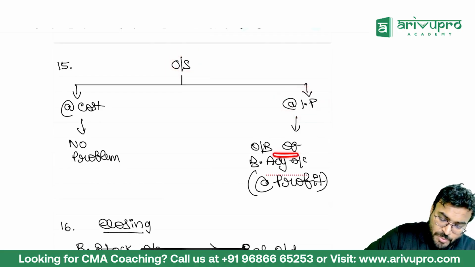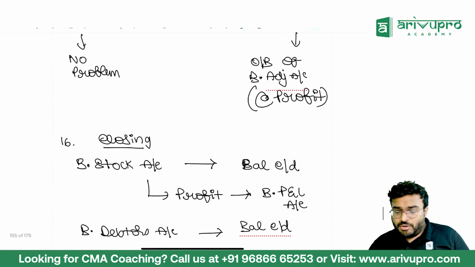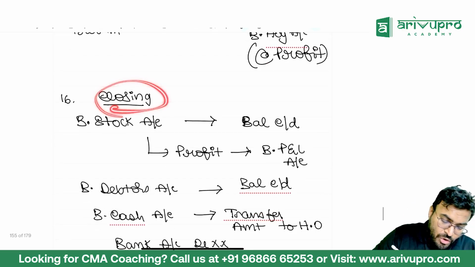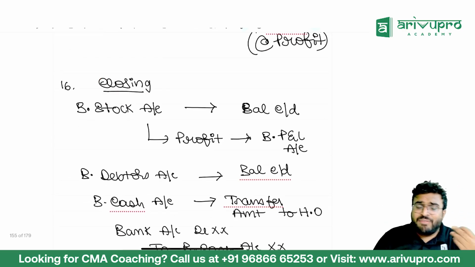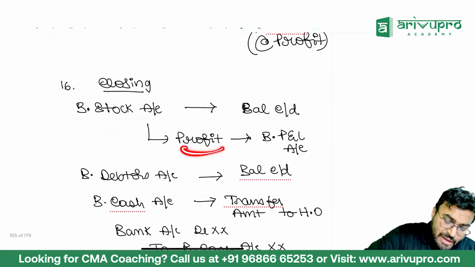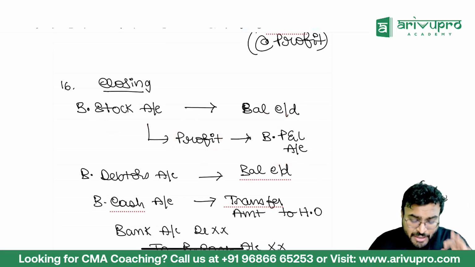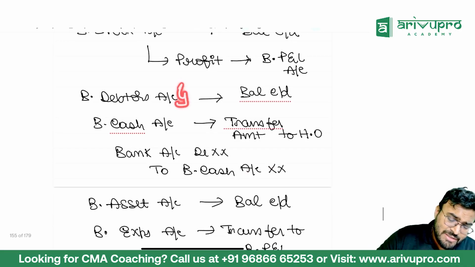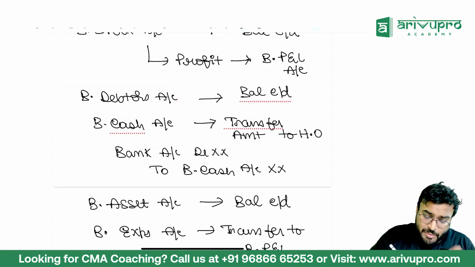Invoice price, opening balance of branch adjustment account. Closing. How will you close each and every ledger? Branch adjustment account, balance carried down will be there. Any profit will be transferred to branch P&L. Branch debtors account, balance carried down will be there.